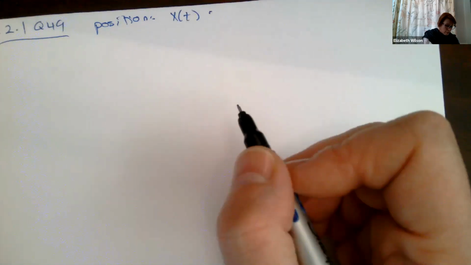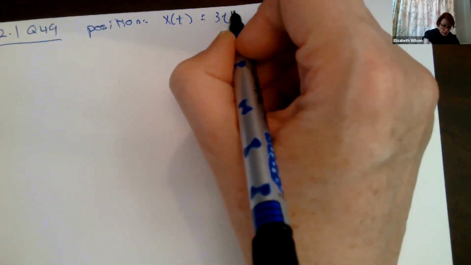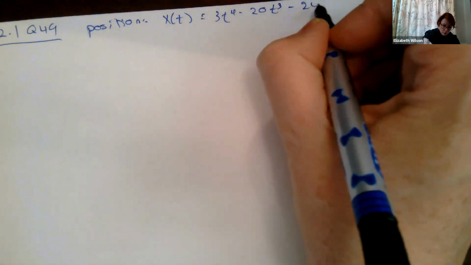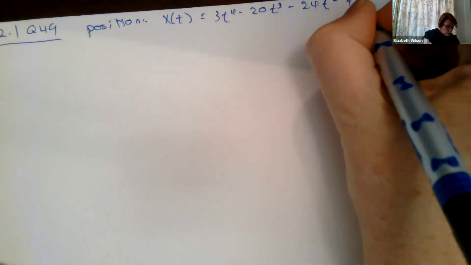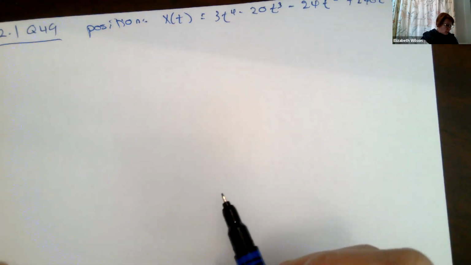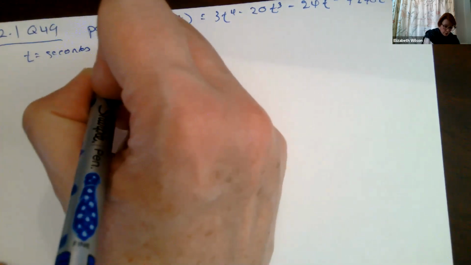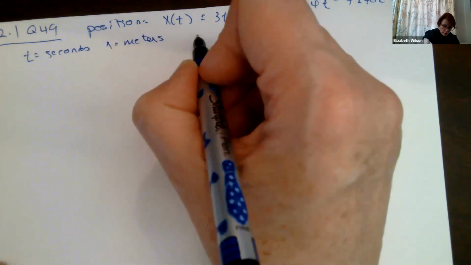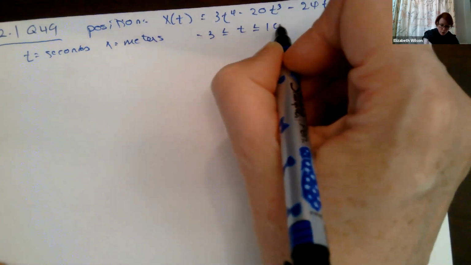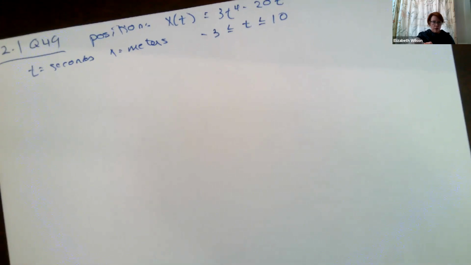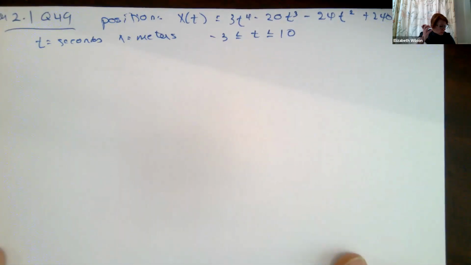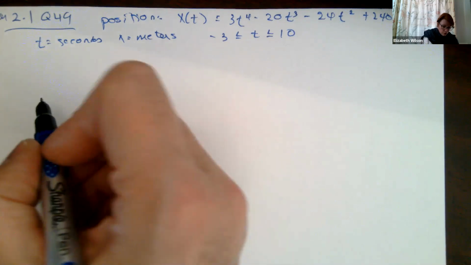Question 49. So let me just write down the question. We've got a particle position. It's not too bad, but we can talk about it. So this is 3t to the fourth minus 20t cubed minus 24t squared plus 240t plus 1, where t is in seconds and x is in meters, and then minus 3. We're given a domain for t that we have to restrict ourselves to. Let me just write down the answers to the different parts.